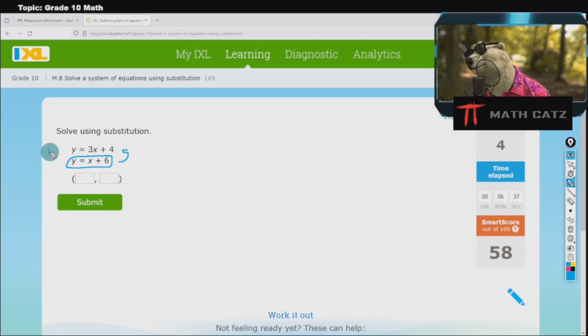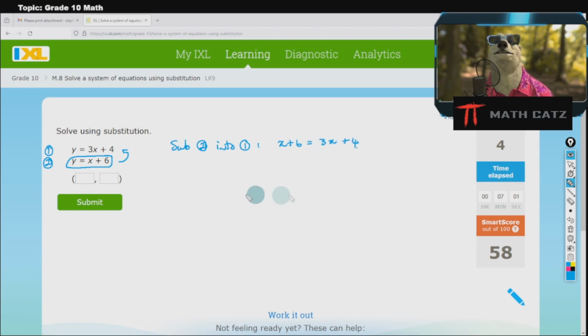So let's call this equation 1 and this equation 2, and we can write sub equation 2 into equation 1. That means wherever there's a y, I can replace it with x plus 6. Well, I see a y right there. I'll replace it with x plus 6, and then the rest of the equation follows. So I substituted y for x plus 6.